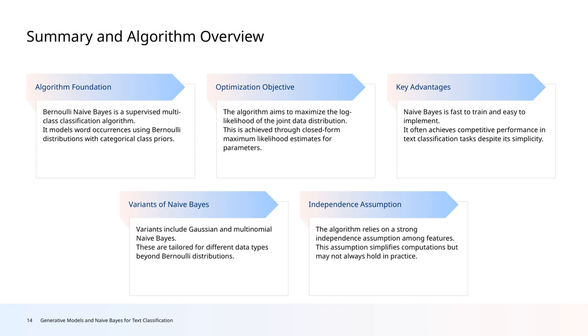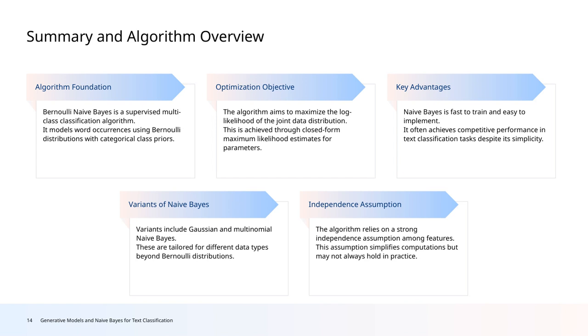Moving on, there are different variants of naive Bayes, such as Gaussian and multinomial naive Bayes. These variants are designed to handle different types of data beyond the basic Bernoulli distributions, making naive Bayes quite flexible for various applications. One of the biggest advantages of naive Bayes is its speed and simplicity. It's quick to train, easy to implement, and despite its simplicity, it often performs quite well in text classification tasks. That's why it's still so popular in practice.